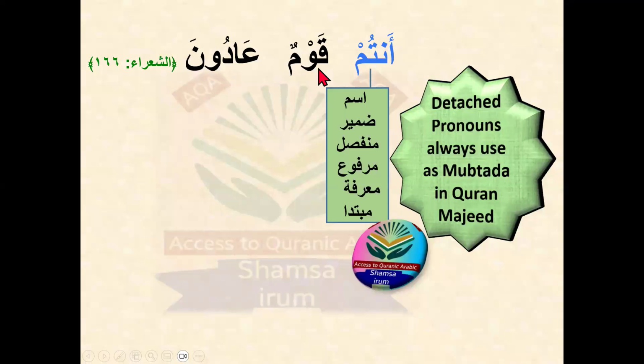Okay, so all four qualities are complete here. They both are nakira. They both are marfu. They both are masculine. One left, the number. They both are, I will say, plural. Aduna is a jama salim, the sound plural.